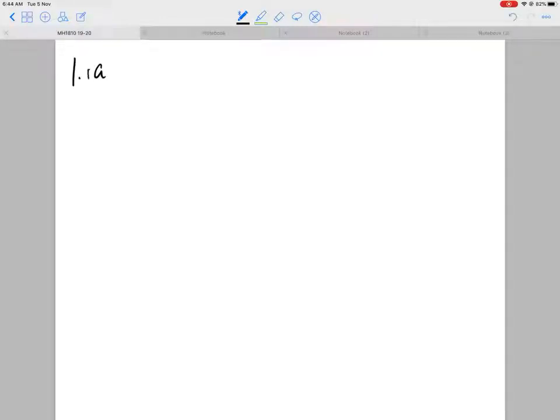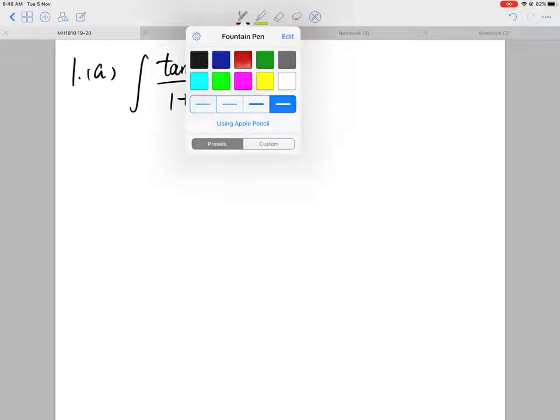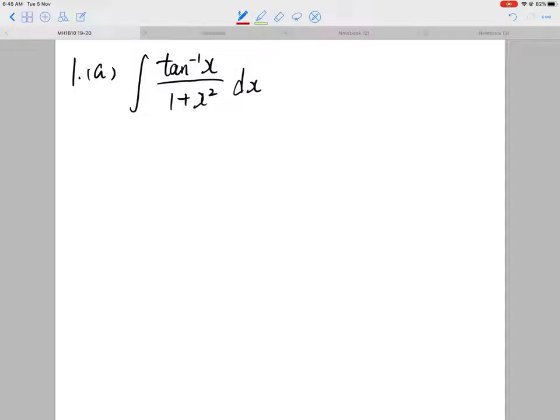Okay, question 1. Here are some integrations, and we're going to use the substitution method. So for the substitution method, usually part of the integration is a derivative of the other part. For example, here, you notice that the derivative of tangent inverse x is 1 over 1 plus x squared. Okay, so in this case, you can let your tangent inverse x be a variable u.